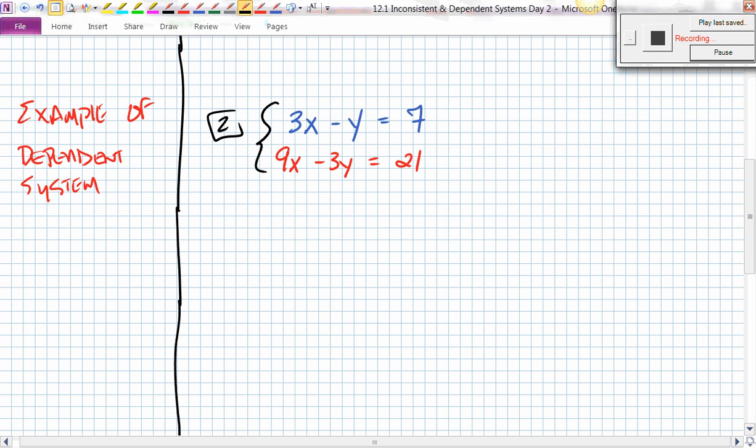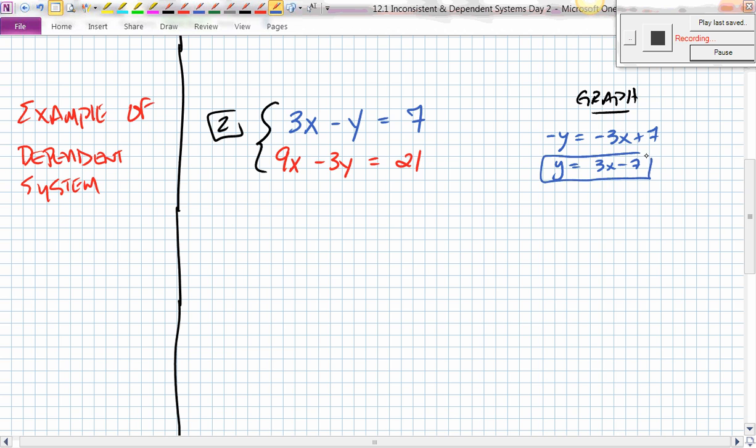There's all kinds of things going on here, right? All right, well, let's see here. Let's take the same approach again, okay? If I was going to graph these, to get the blue one, I would have negative y equals negative 3x plus 7. So y would be 3x minus 7. Is that true? Did I do that right? Yeah, I did. Okay, good.